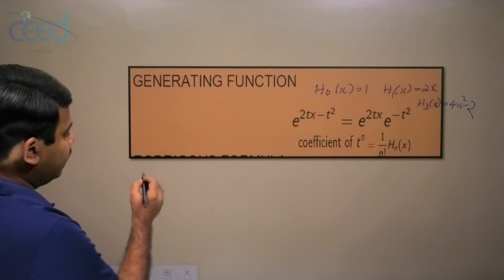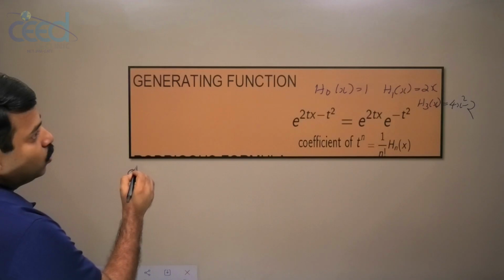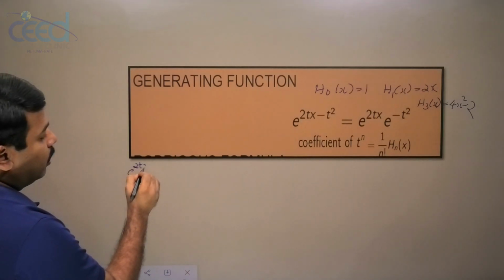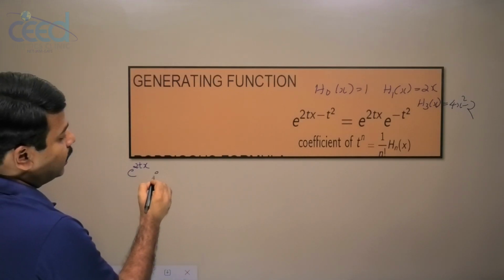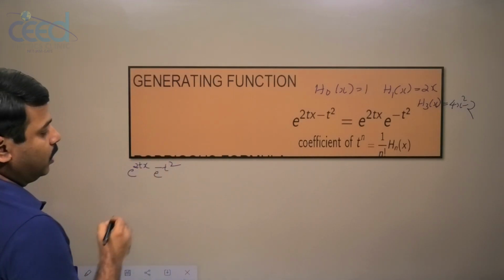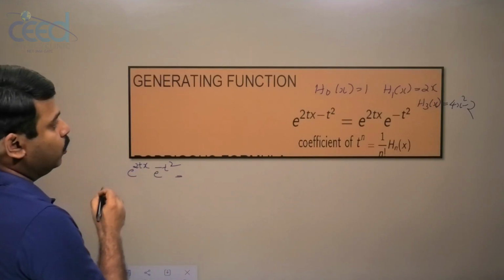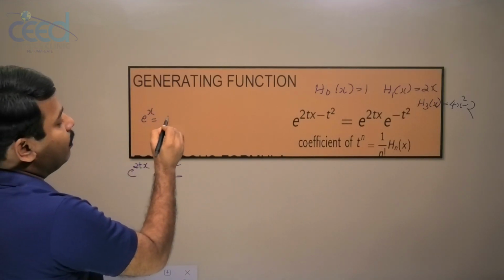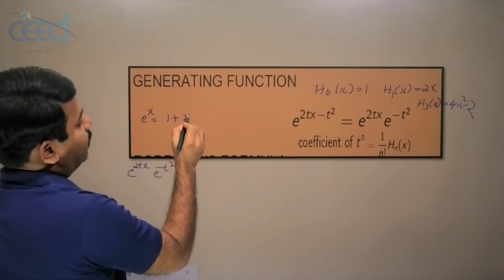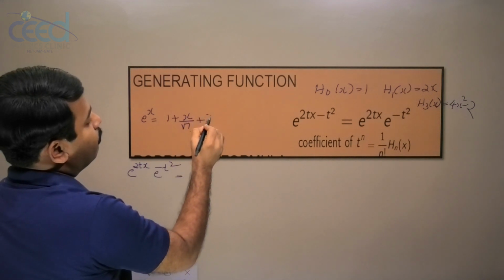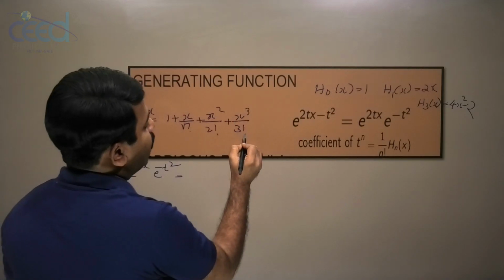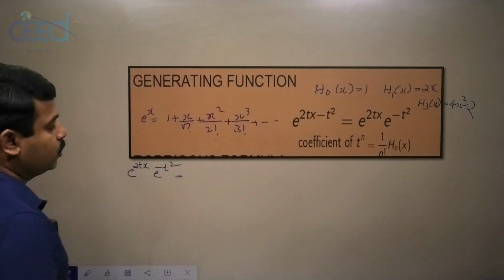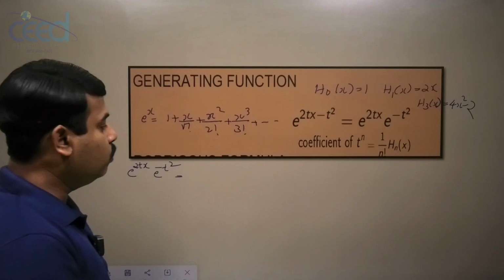See, what is e raised to 2tx minus t square, right? That I can write as e raised to 2tx into e raised to minus t square. What is e raised to x generally? 1 plus x by 1 factorial plus x square by 2 factorial plus x cube by 3 factorial plus etc. This is the general expression for e raised to x.